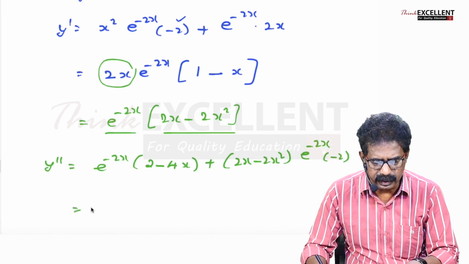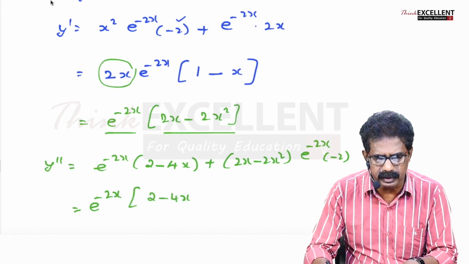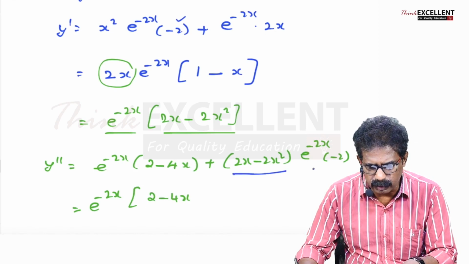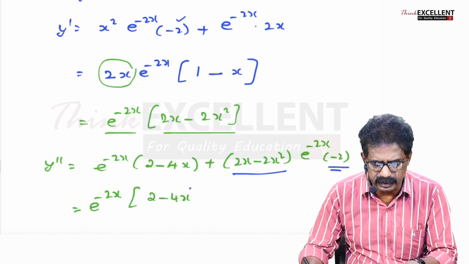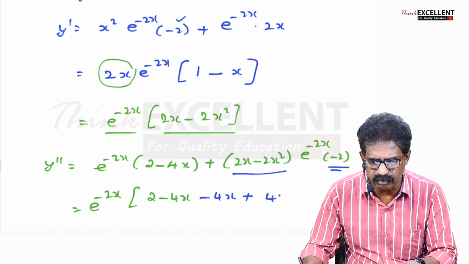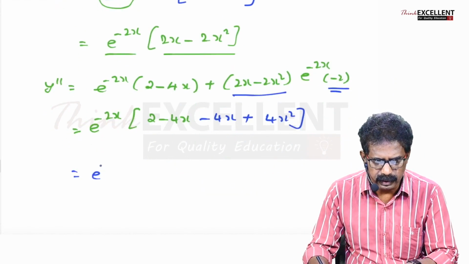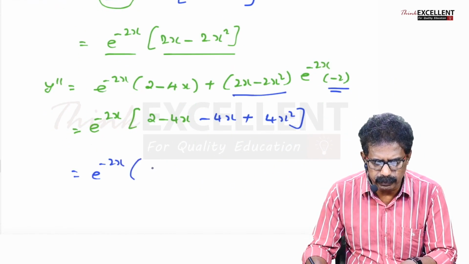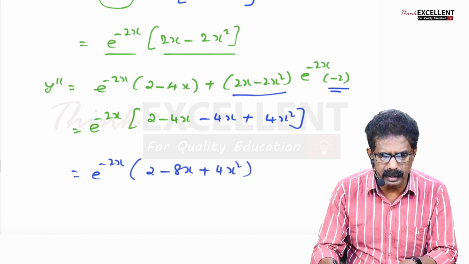Now you can take e raised to minus 2x outside. The first, what is left out? 2 minus 4x. The second one, please listen, this one you have to multiply by this minus 2. So minus 2 into 2x, it is minus 4x. Minus into minus is plus, 2 2s are 4x square. Now group the like terms. e raised to minus 2x into 2 minus 8x plus 4x square. So this is y double dash.